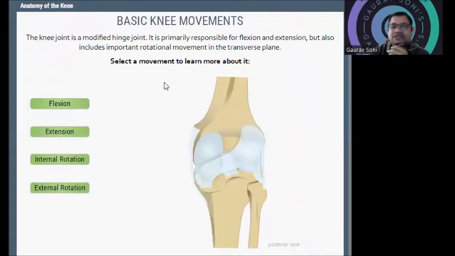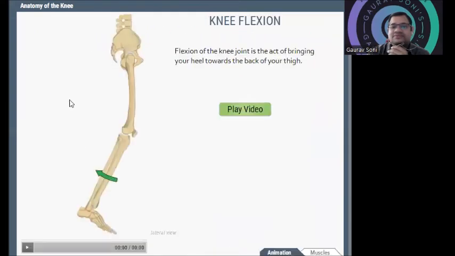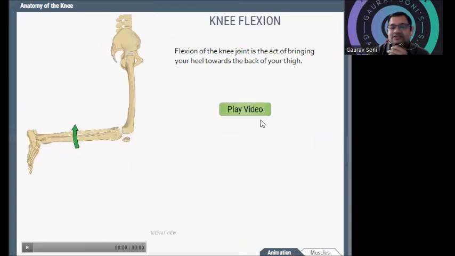Now coming to the main topic, that is basic knee movements. So one by one, we have to talk about flexion, extension, internal rotation and external rotation. Basically, because we have seen the type of knee joint, there will be two main movements, flexion and extension, but the rotations are also going to happen. So flexion: if you see how the flexion of knee joint is bringing your heel towards the back of your thigh like this. This is flexion. Again, you can see this is flexion.